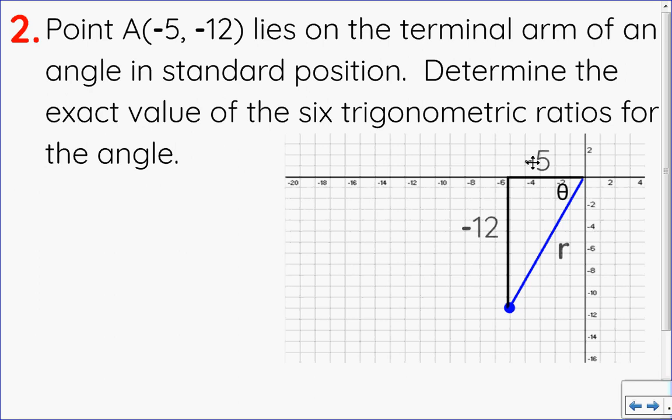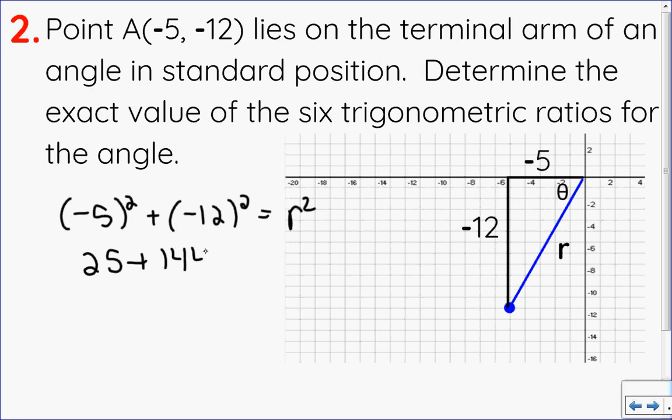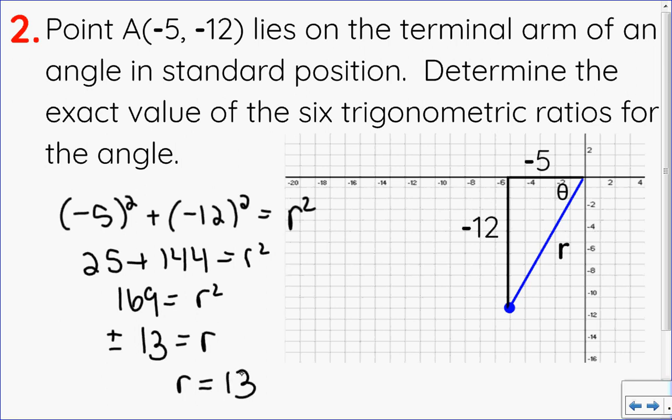So I know that x is -5, y is -12. I need to find the radius or the hypotenuse. So using Pythagorean theorem, I am going to take x squared plus y squared equals r squared. So I have 25 plus 144 equals r squared, which is 169 equals r squared. Then I'm going to take the square root. Remember, when you take the square root, it's plus minus. Square root of 169 is 13. But the radius, or the hypotenuse of this triangle, can only be positive. So the answer is positive 13.